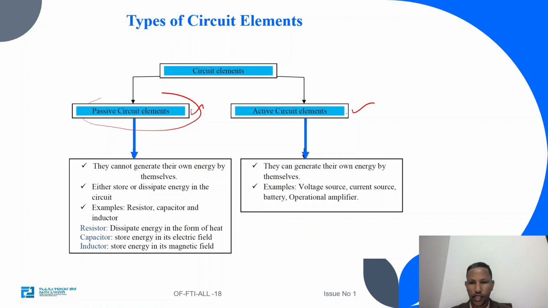A resistor dissipates energy in the form of heat, a capacitor stores energy in its electric field, and an inductor stores energy in its magnetic field, but they do not have the capacity to generate energy. When you come to active circuit elements, they can generate their own energy by themselves. We can consider voltage source, current source, battery, operational amplifier, generator. So these circuit elements can generate their own energy. That is the difference between passive and active circuit elements.